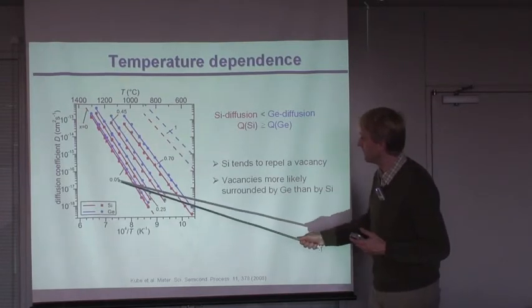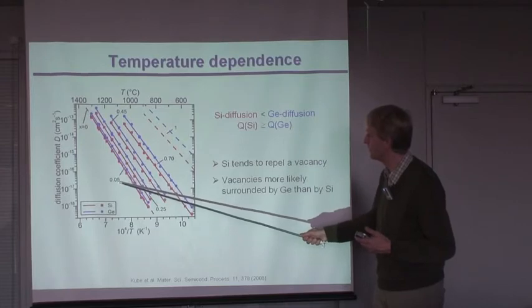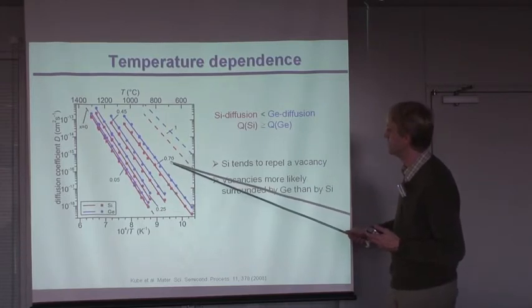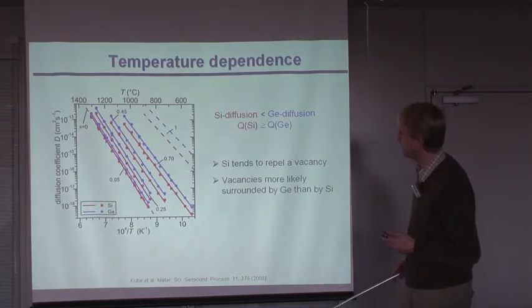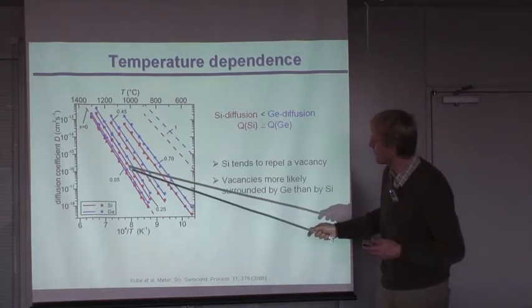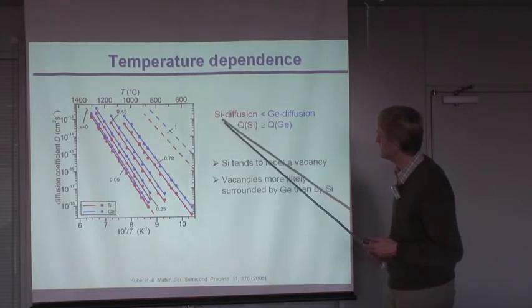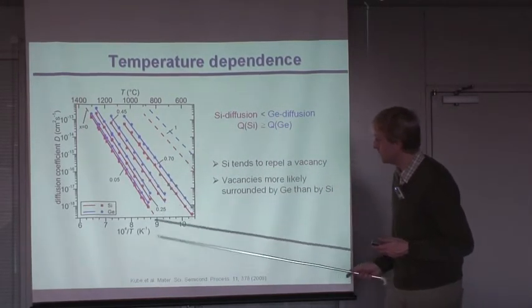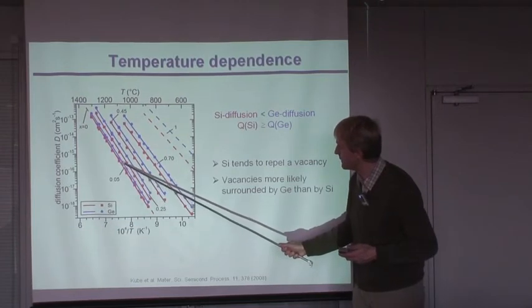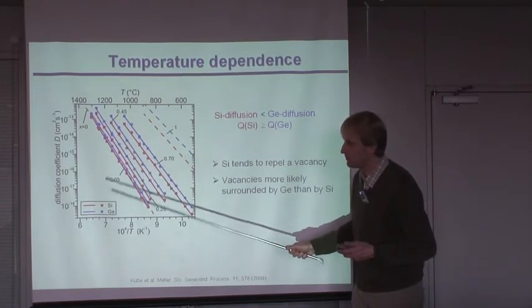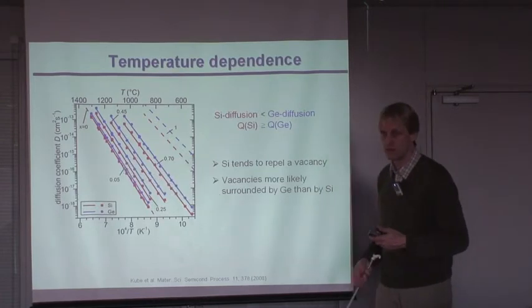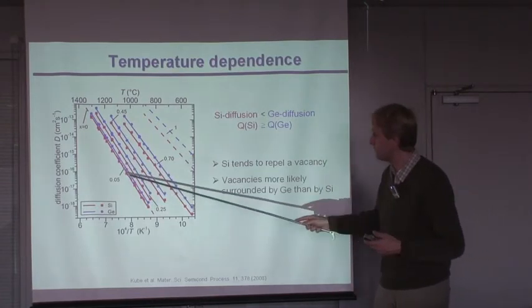Here you see again the X with 0.05 for 5% germanium, here 0.7 for 70% germanium. If you look a little bit carefully, red always means silicon, blue always means germanium. So you see here at 5% germanium in the silicon germanium, the silicon and the germanium diffusion is very, very similar, also in magnitude.